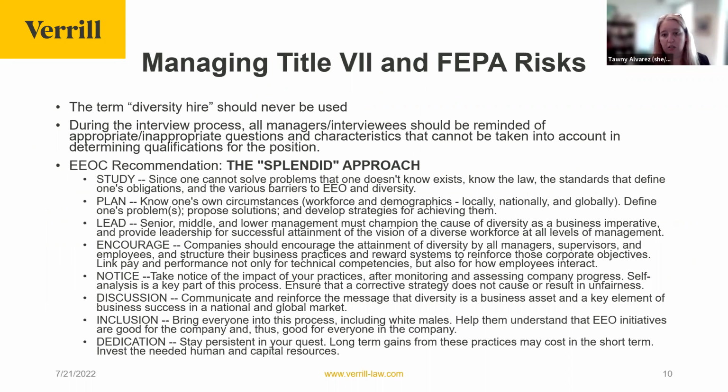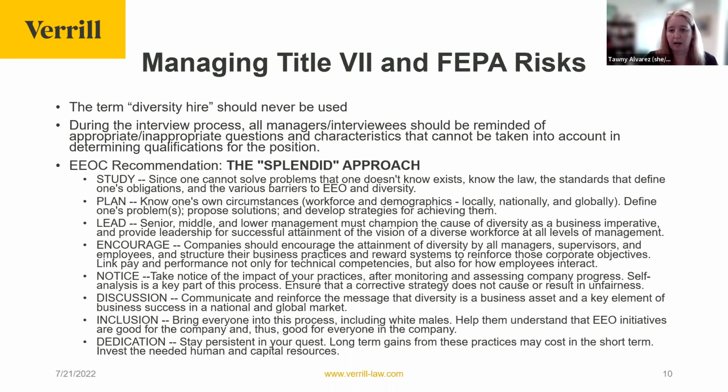First, the term diversity hire should never be used in your organization, okay? If you ever hear an individual within your organization use that term, it should be shut down immediately. Any individual who enters your organization where the term diversity hire has been attached to their position is going to be unsuccessful. They have been set up to fail even before they've started.